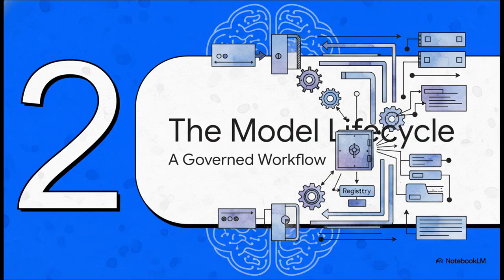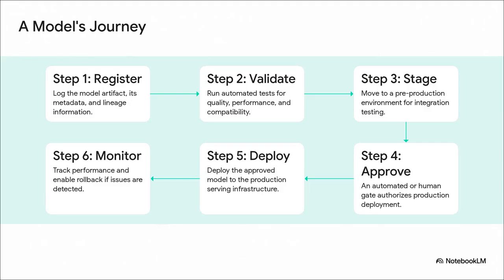Okay, so let's talk about the actual workflow here. Because a registry isn't just a dumping ground for files, right? It actually enforces a really clear, structured process that every single model has to follow before it ever sees the light of day in production. Let's walk through that journey. First, a new model gets registered. This is ground zero. It captures all its metadata, all its history.